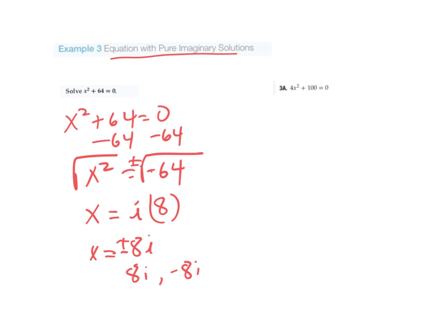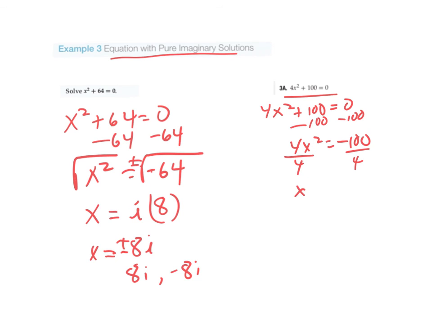So let's go through that process again with this equation. 4x squared plus 100 equals 0. So if I'm going to write that equation out, I'm going to solve by getting rid of the number that doesn't have the variable first. By getting rid of, I mean adding or subtracting. And then I'm going to divide by 4. So x squared equals a negative 25.